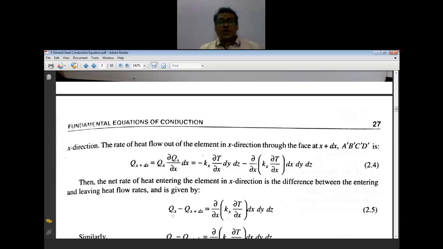Then after simplification, Qx minus Qx plus delta x is the net rate of heat entering the element in the x direction. It is the difference between the heat flow rate entering the element and leaving it, the heat coming into the system and the heat going out from the system. That is the net rate of heat change. After simplification, this will get cancelled. The remaining terminology is this only.